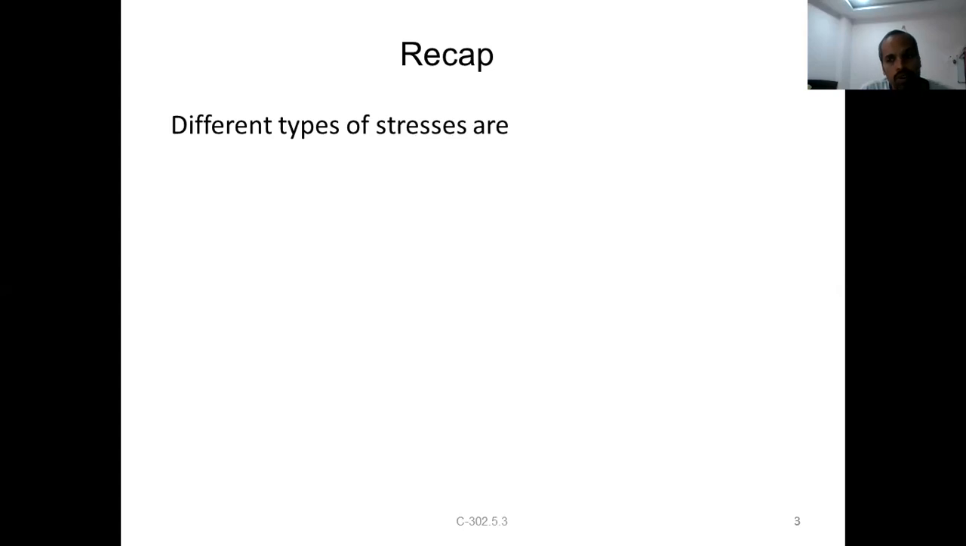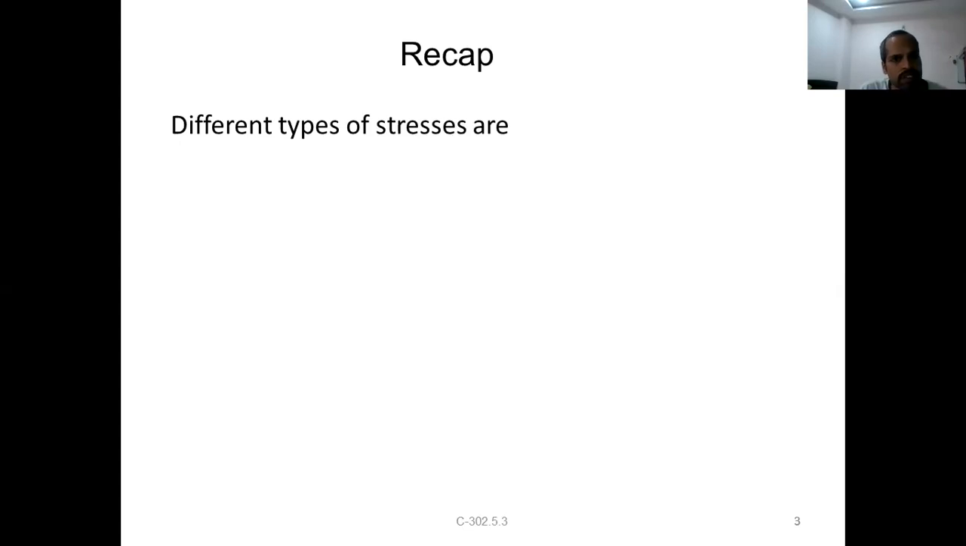What happens when external loads act? When external loads act, they try to deform the member. There may be a possibility of deformation taking place. Against this deformation, the member will offer some internal resistance, which is induced in the member. That internal resistance we are calling stress, again per unit area. That's what we discussed in the last class.